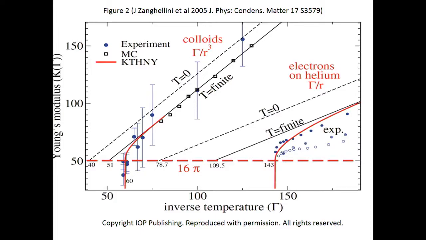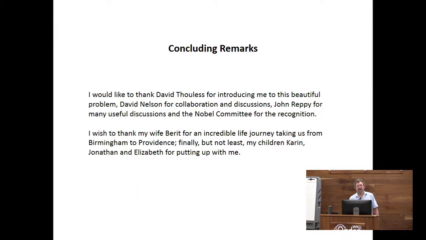So, the conclusion is, my conclusion, but of course I'm biased, is that the agreement between theory and experiment is pretty good. And so, as I said in my lecture last night, I would like to thank David Thouless for introducing this beautiful problem with topological singularities, and so on. David Nelson for collaboration and discussions, and the important prediction was actually done by Nelson and myself, published in Physical Review Letters in 1977, I think, and the Nobel Committee for the recognition. And I'd like to thank my wife, and of course my children for putting up with me.